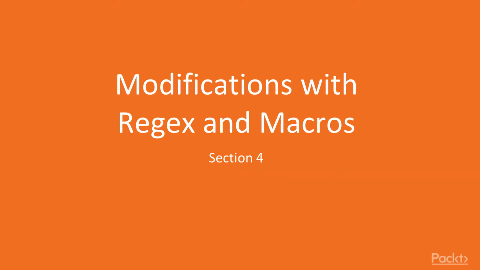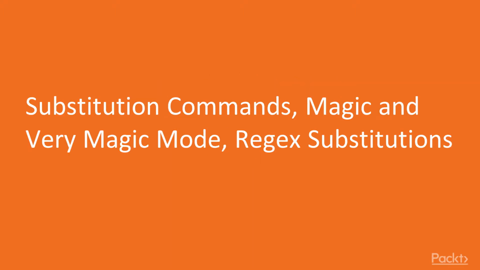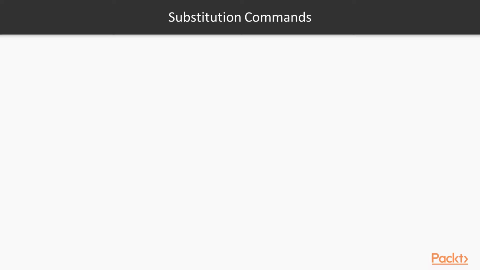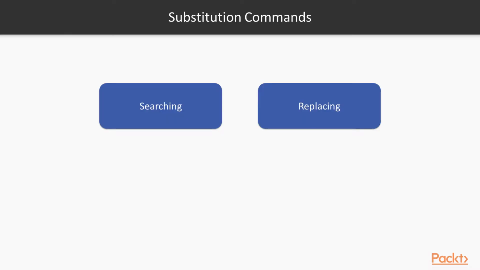Modification with regex and macros. Section 4. Substitution commands, magic and very magic mode, regex substitutions. Substitution commands. What does substitution command mean in Vim? Substitution commands are used for searching and replacing texts.